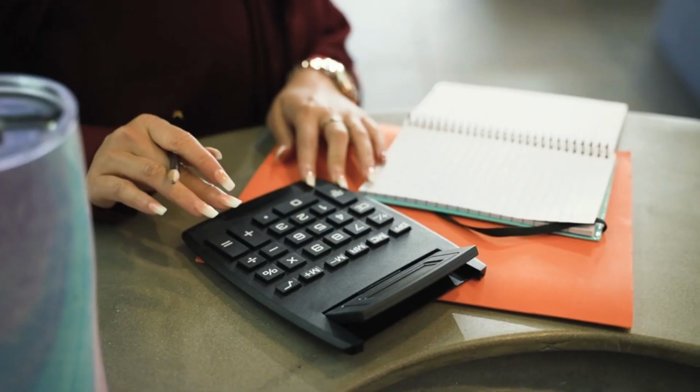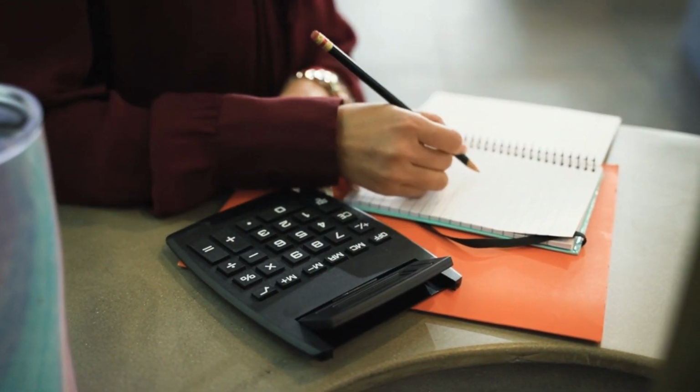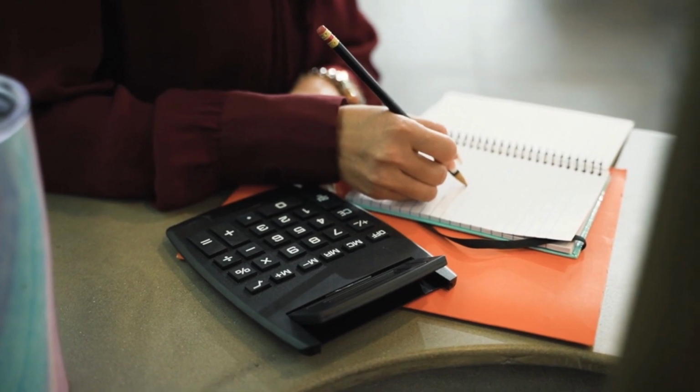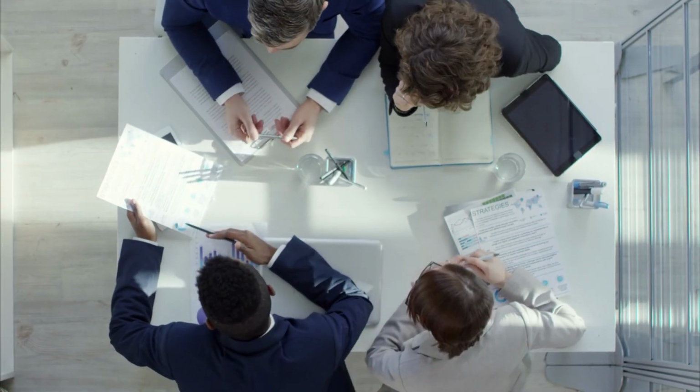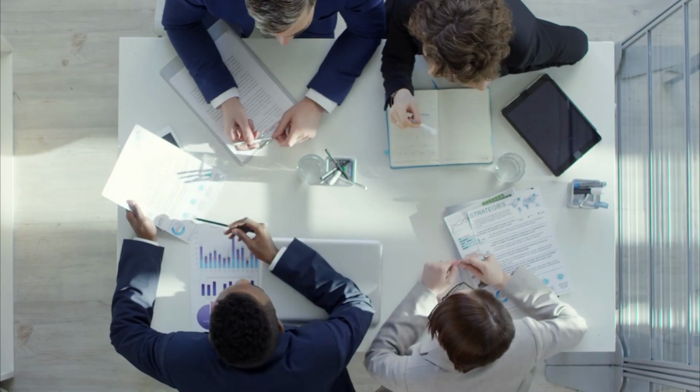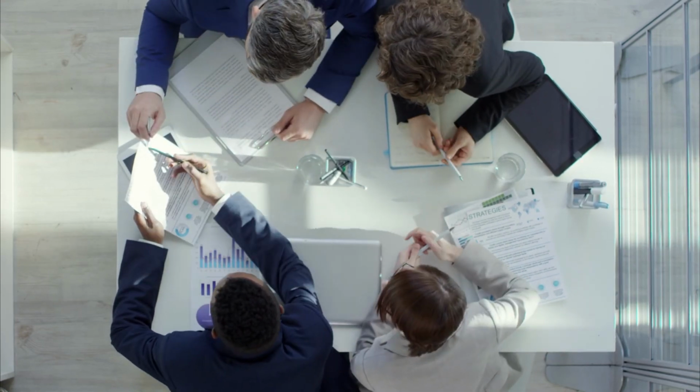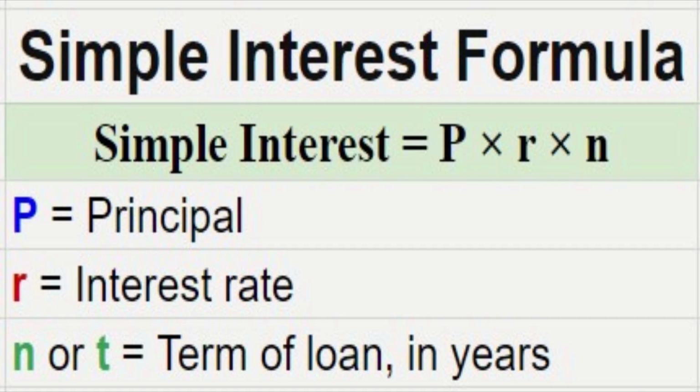Calculating simple interest is easy. Just multiply the principal amount of the loan by the interest rate in annual terms and multiply that by the term of the loan in years. The simple interest formula is represented as P times R times N, where P equals principal, R equals interest rate, N or T equals the term of loan in years.